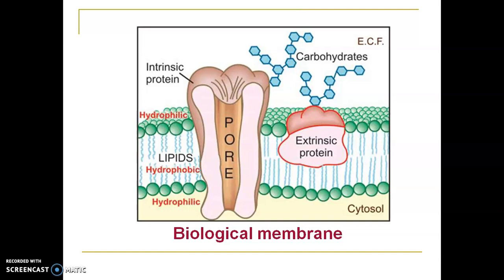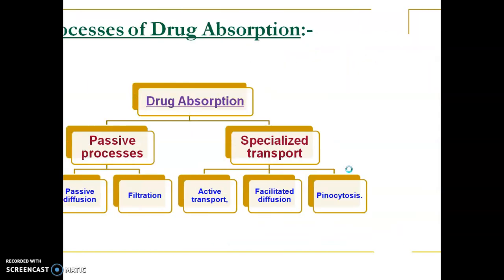As we all know, the cell membrane consists of a lipoprotein bilayer. These lipoproteins are arranged in two parallel rows having polar heads, which are hydrophilic in nature, and non-polar tails, which are hydrophobic in nature.